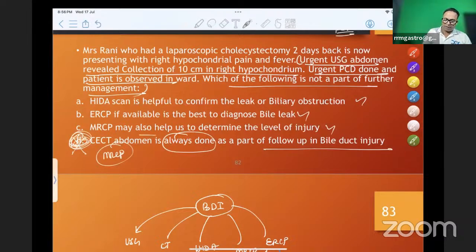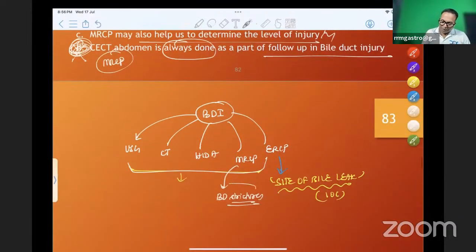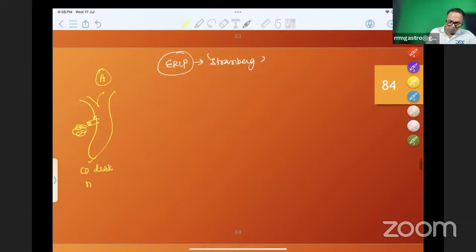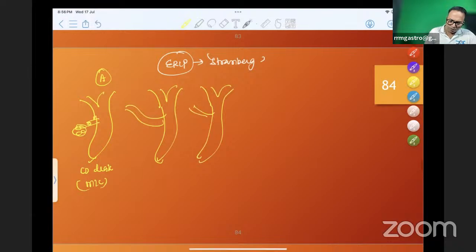D is wrong. MRCP helps to determine the level of injury and stricture. Not best, but ERCP is the best; for bile duct strictures, MRCP is helpful. So ERCP shows the Strasbourg classification of bile leak. I hope all of you remember this. This is A. There is a leak from the cystic duct. This is the most common type of bile duct injury. B and C are due to aberrant duct, okay, not cystic duct. This is aberrant duct injury.